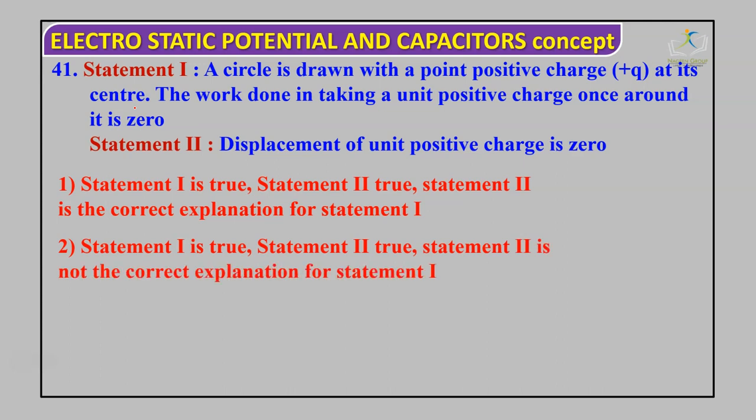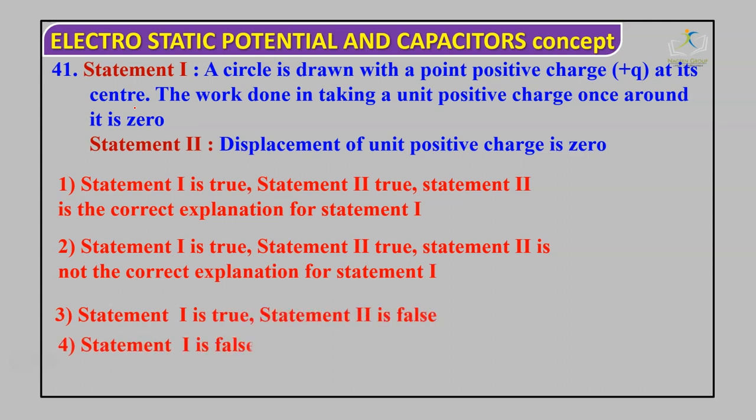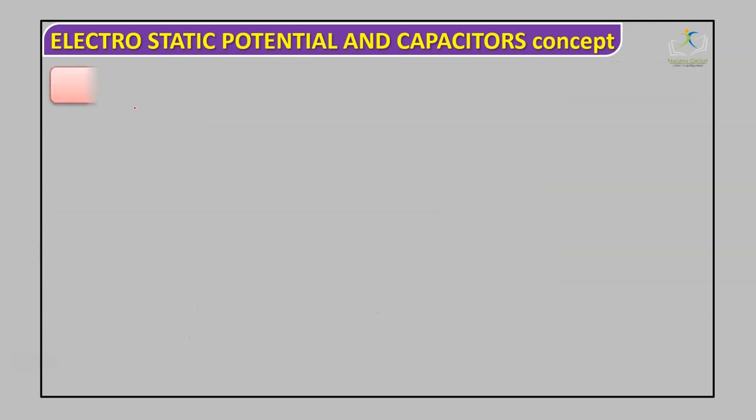Statement second is not the correct explanation for statement first. Statement first is true, statement second is false. Statement first is false, statement second is true. The correct answer for this question is option 2. Let us see how it is possible.